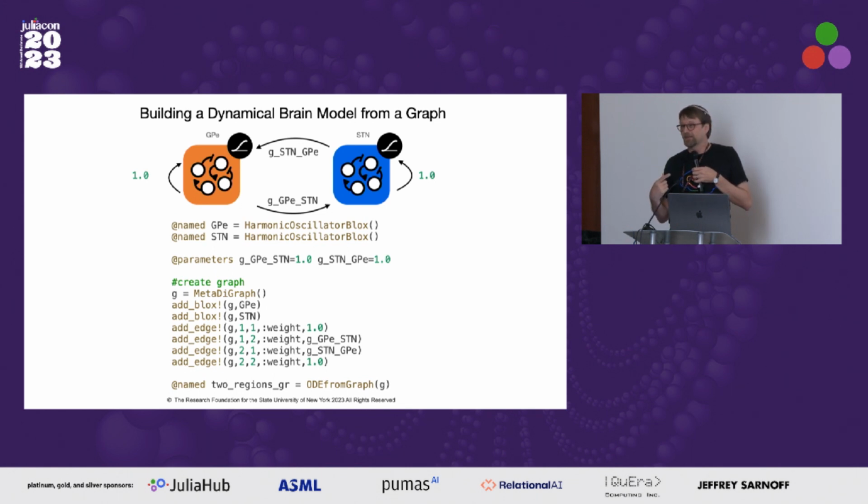The other way of assembling systems, and I like this graph way much better, because it's more intuitive, is to assemble ODE systems from graphs. So just imagine you have 2 regions, they're connected in a certain way, you have parameters, you can even have equations in the connections. Essentially you create the nodes, you create a directed graph, you add the blocks as vertices, you add the edges, and you call ODE from graph. That's it. You have an ODE system, you simplify it, you simulate it.